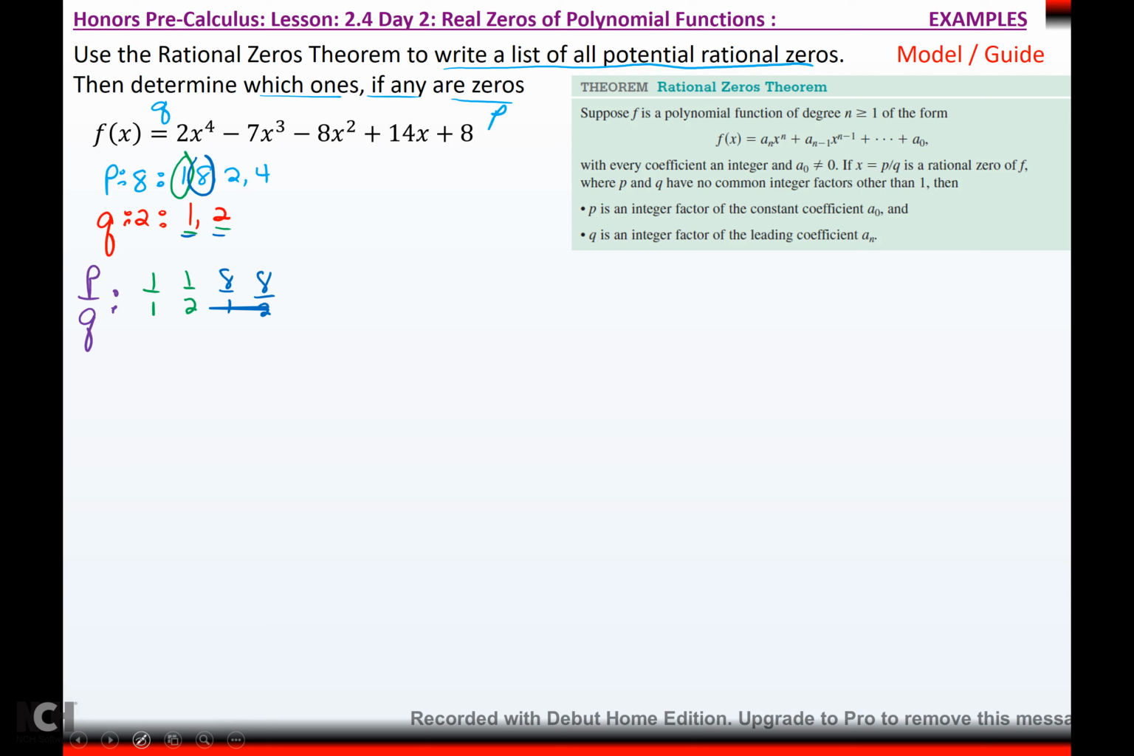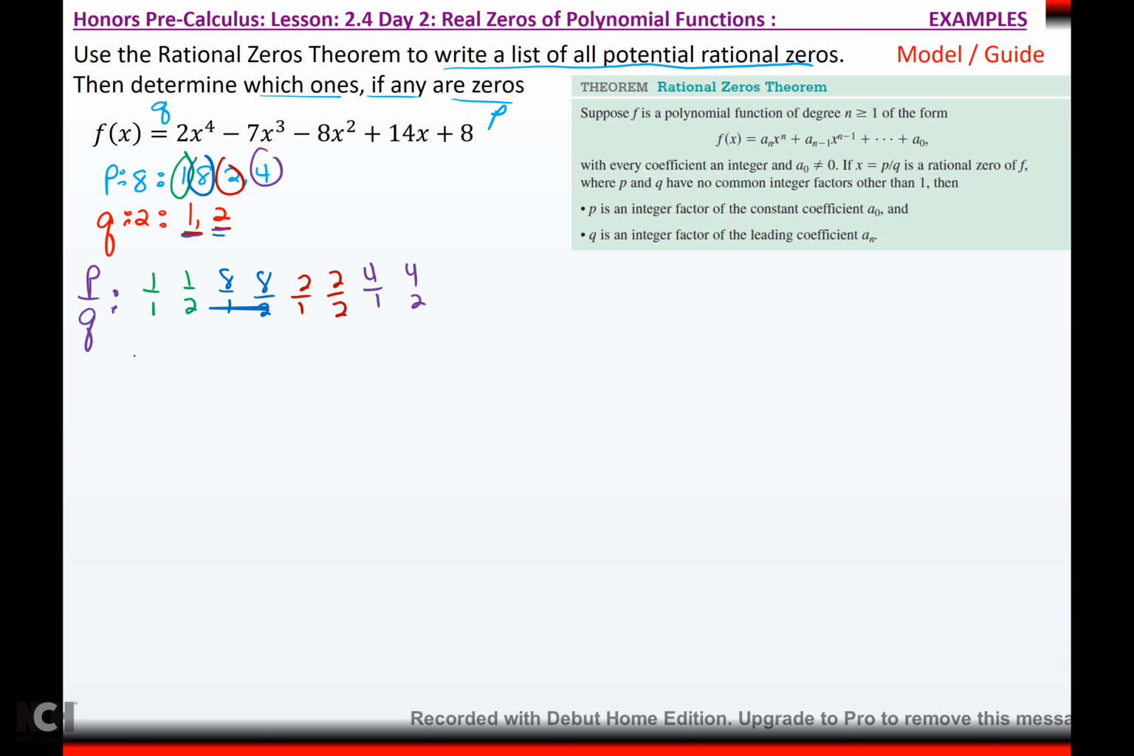And then I go to my next 1, which is 2, and I pair it with 1 and 2, so 2 over 1, 2 over 2. And then I go to my last one, and I pair it up with 1 and 2, and I have 4 over 1 and 4 over 2. So let's simplify these and get rid of any repeaters if we have them.